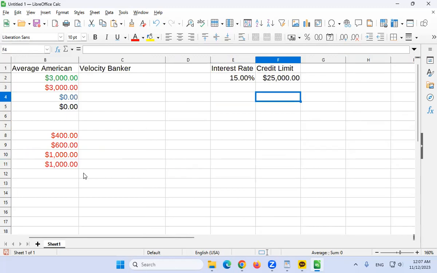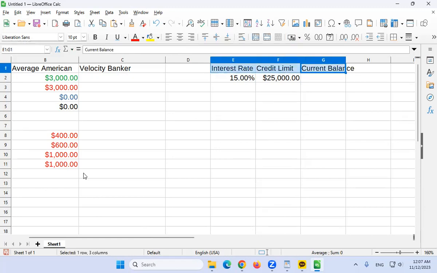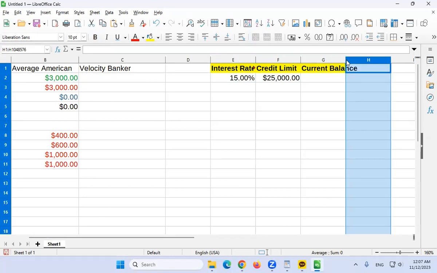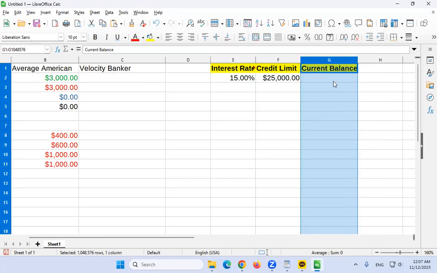But let's say we have a line of credit that's 25,000, and so let's put in another column for current balance. Okay, so let's go ahead and highlight this.